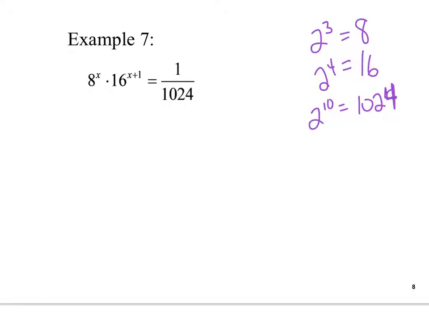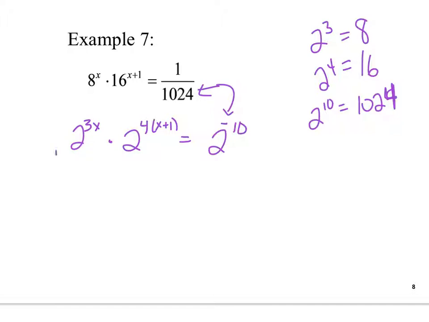So I just replace all of those. So 8 is 2 to the 3rd times x. 16 is 2 to the 4th. And 1024 is 2 to the 10th. But since it's in the bottom here, I make that a negative. Look, all the bases are the same. Now I can't just drop them here. It has to be a base equal to a base.